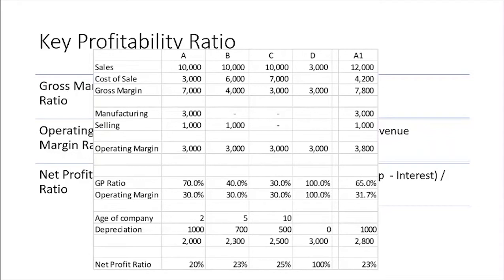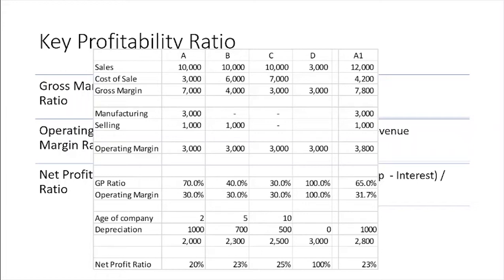So we assume here the company's age is 2 years, 5 years, 10 years and 0 years, because they don't have any fixed asset. They are just agents and they don't need any fixed asset, right? So how the net profit margin is different. If the company is new, they have a higher depreciation, because we learned yesterday if you follow written down value method, right, you will have a higher depreciation in the earlier years but lower depreciation in the future years, correct? So the older the company, the lower their depreciation.